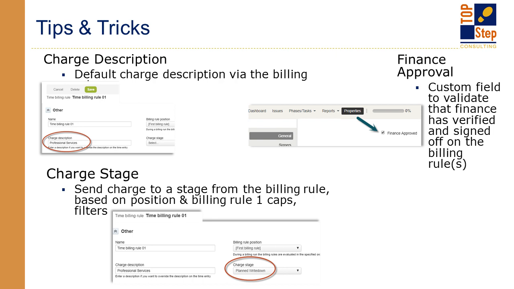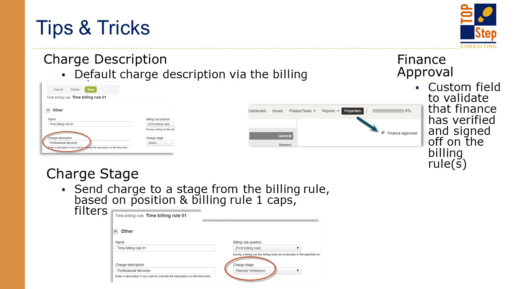If you want, you can set a charge description where you automatically override what gets entered on the description for the time entries. And you can say, I just want to call everything professional services. I don't care what someone writes in there. I want professional services to show up as my description, and as such, have that succinct wording show up on the invoice. So if you want to override that, you can set that at the billing rule level.